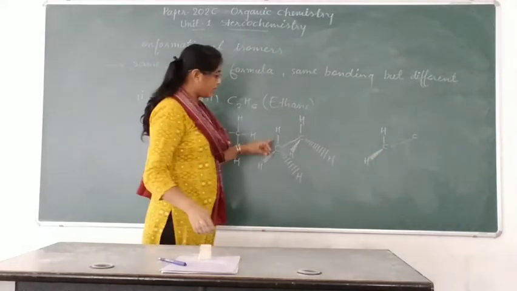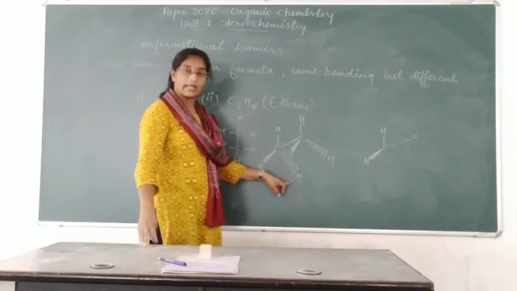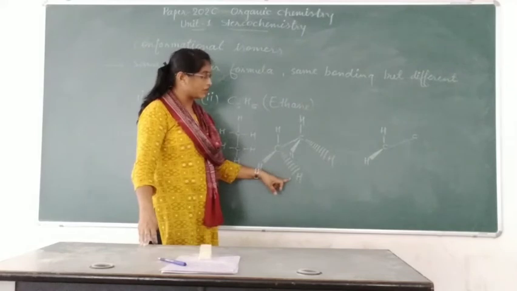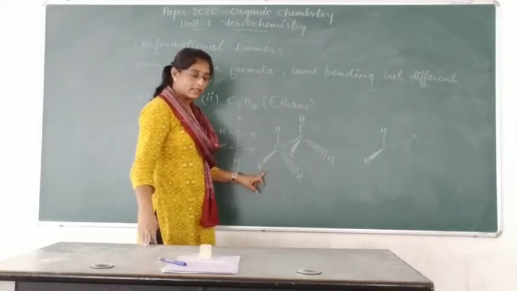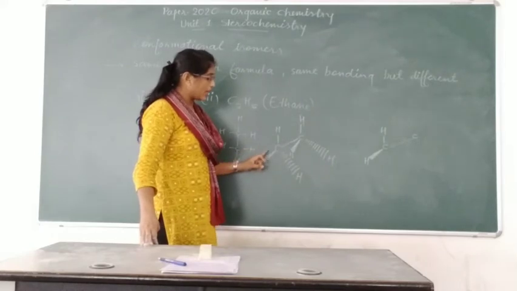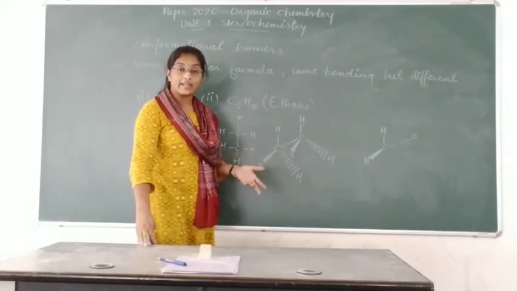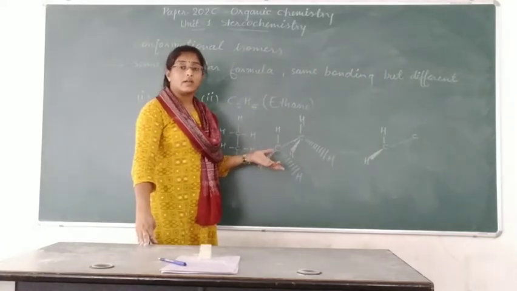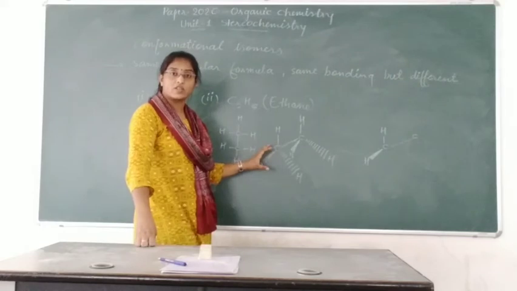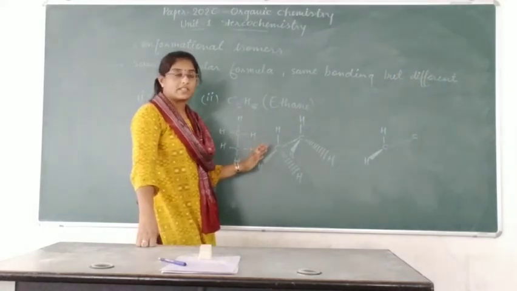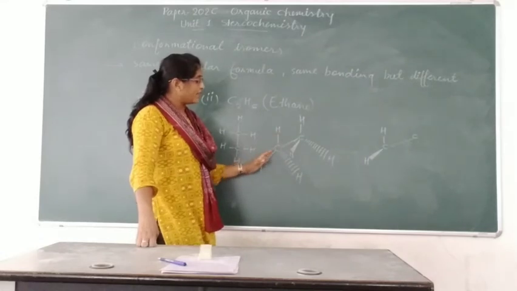You can see here, this is a straight line, this one is a dotted line, the hydrogen attached with a dotted line, and this is a bold line, right? So these hydrogens are all in different directions. We have described them by different lines to show them in different directions, in different axes.